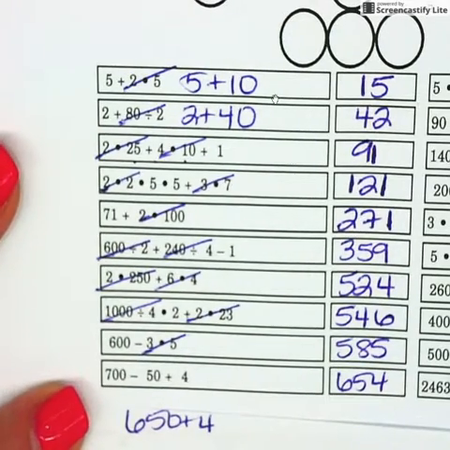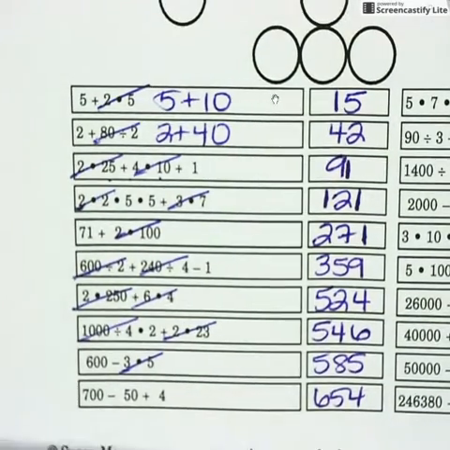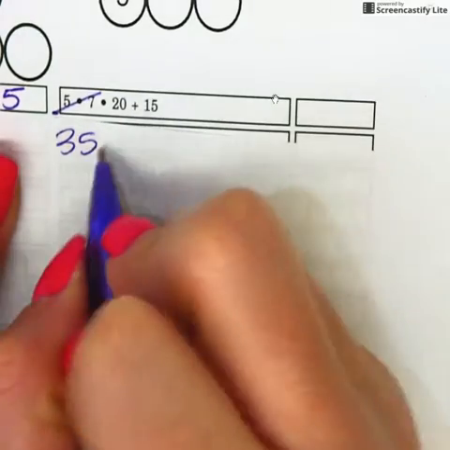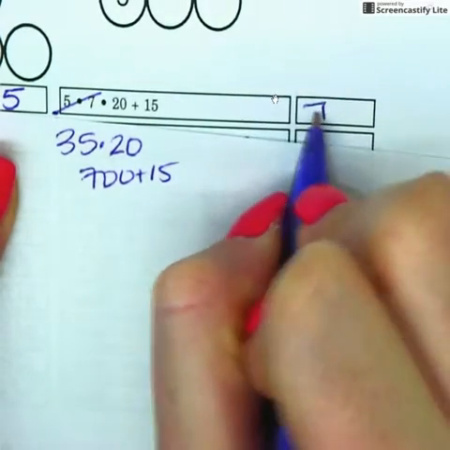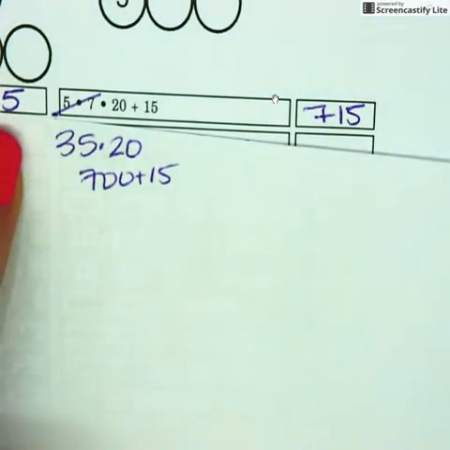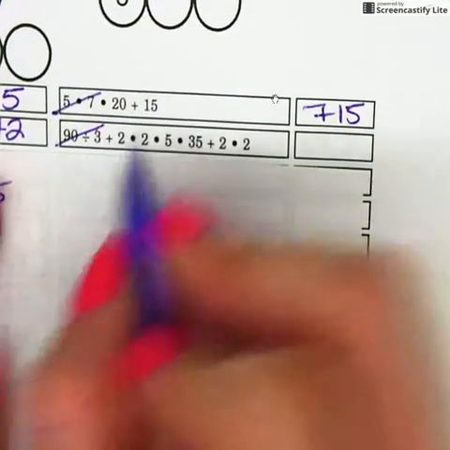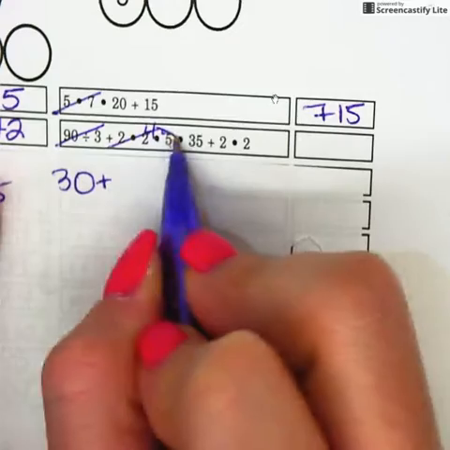So you can see that I have the entire first column filled in. Now we're going to move over to the second column. Five times 7 gives me 35. 35 times 20 gives me 700, and 700 plus 15 is 715. $90 divided by 3 is 30. 2 times 2 is 4. 4 times 5 is 20.